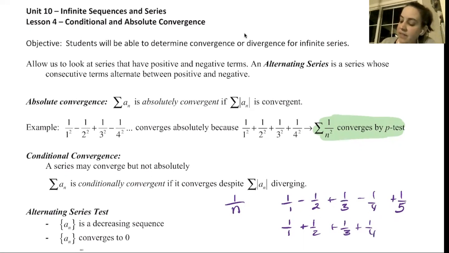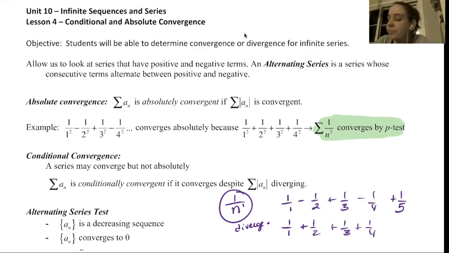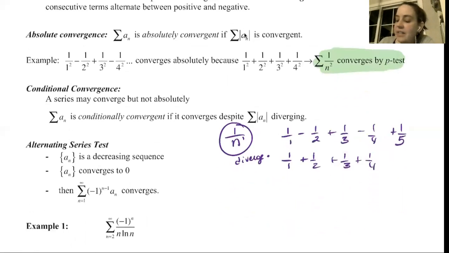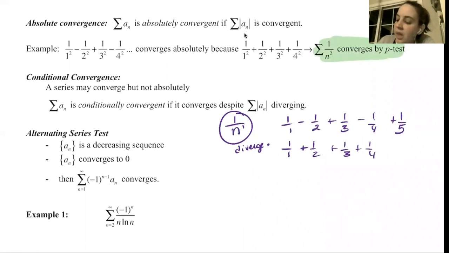I know it diverges because this would diverge by the p-test. So if the alternating piece converges, but the always positive, the absolute value piece diverges, then we call it conditionally convergent. I know, it's crazy. So, the alternating series test. This one is probably my second favorite after the p-test. That p-test we use a whole lot, but the alternating series test is a really good thing.